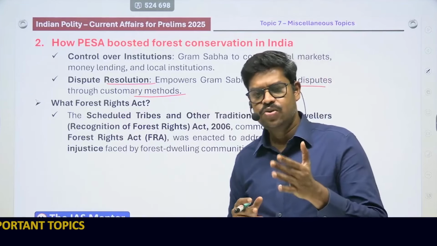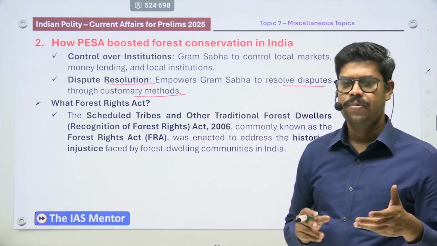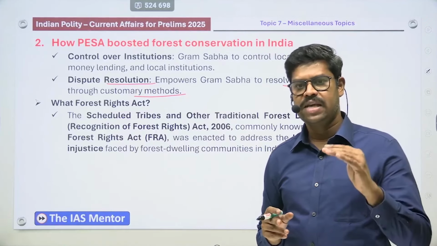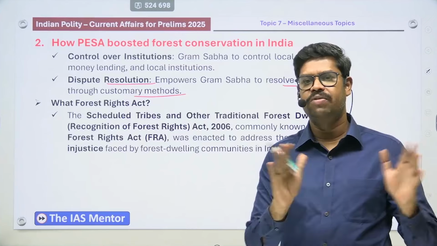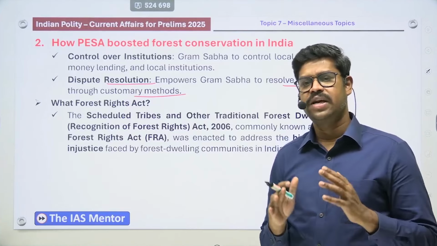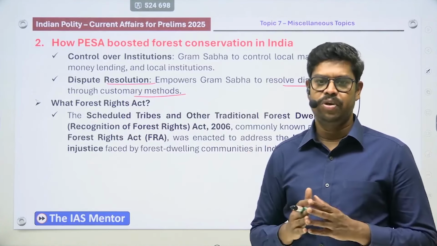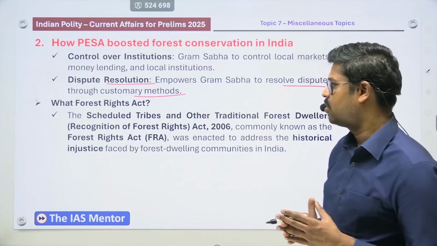And then students do get confused with what is called the Forest Right Act. So, what is this Forest Right Act? Now, try to understand, while the PESA Act is applicable only in the Schedule 5 areas, not in the other areas, the Forest Right Act is applicable throughout the territory of India, wherever there is a tribal population. That is basically what is called the Forest Right Act.